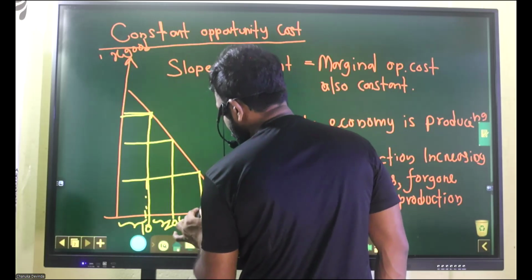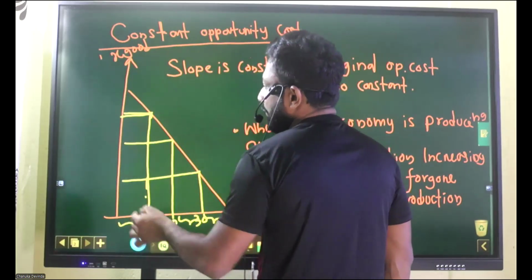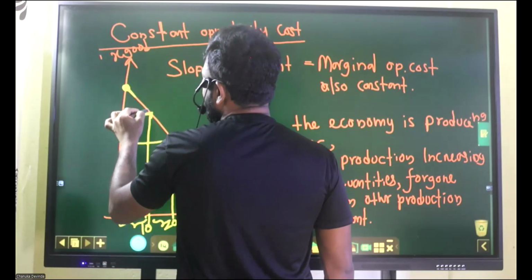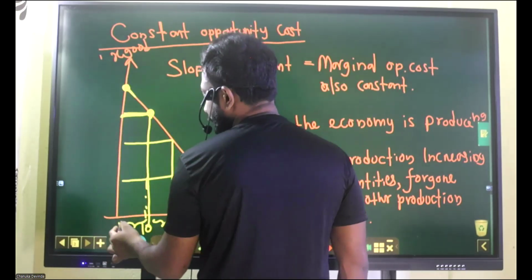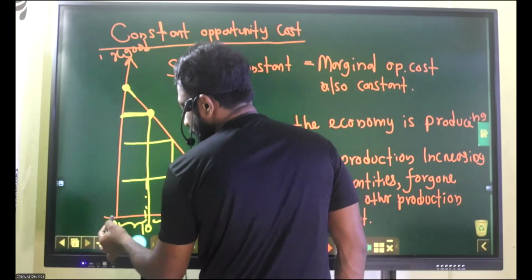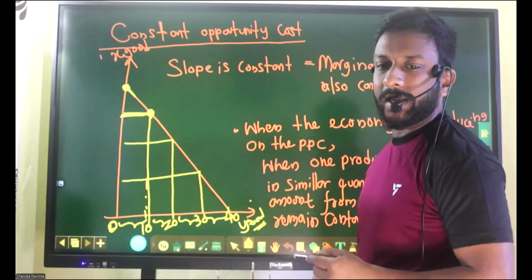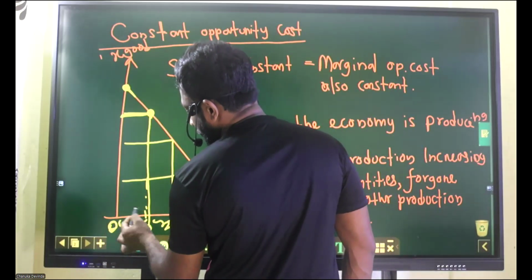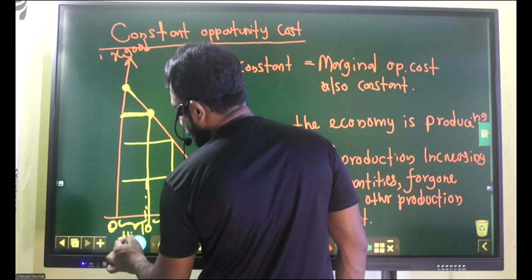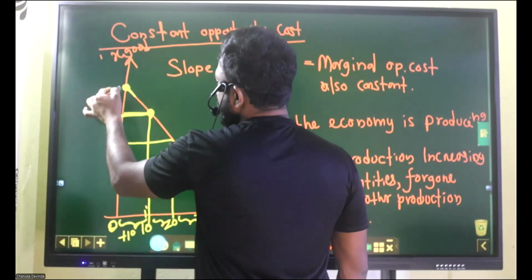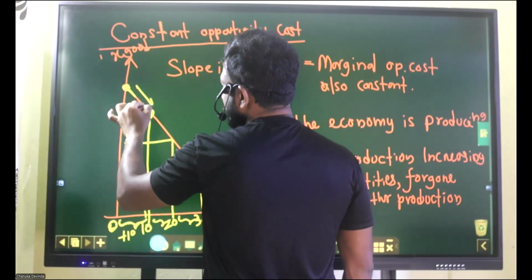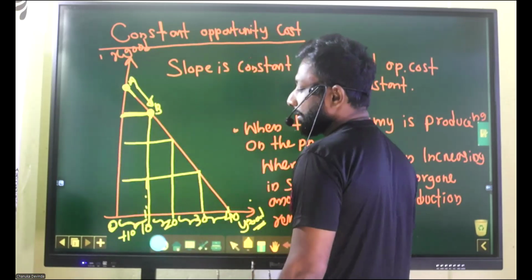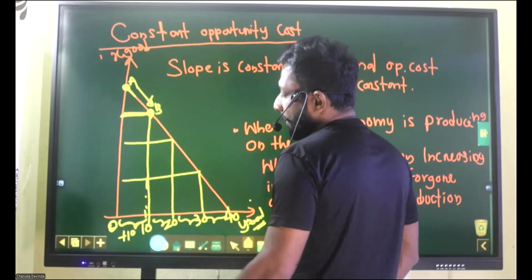the foregone amount from the other good. How to identify the foregone amount? Here, when one production is increasing from 0 to 10, good Y production is increasing by 10 units, 0 to 10, the foregone amount from here, A to B, the production is moving from A to B.